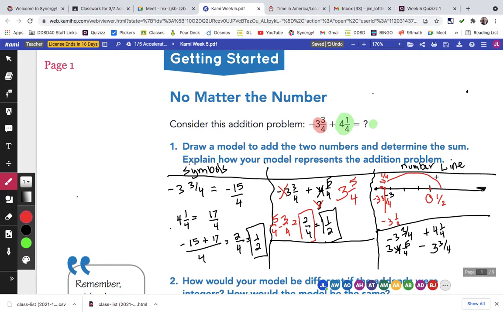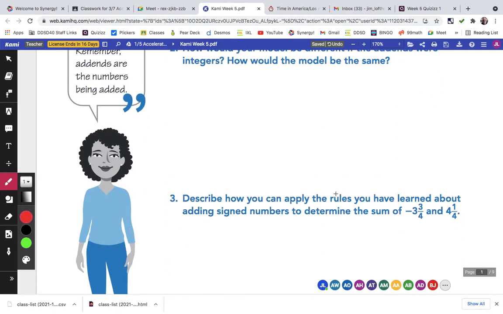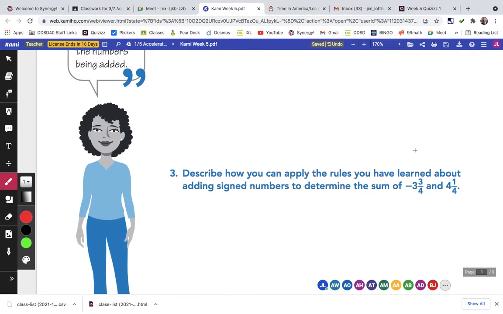So if you're watching this and you're wondering, maybe you were absent, think about how you solved that right there, and maybe take a few minutes to really think about it, write it out. Is it a diagram? Is it symbols? Is it a number line? And then work on the problems that are below here.